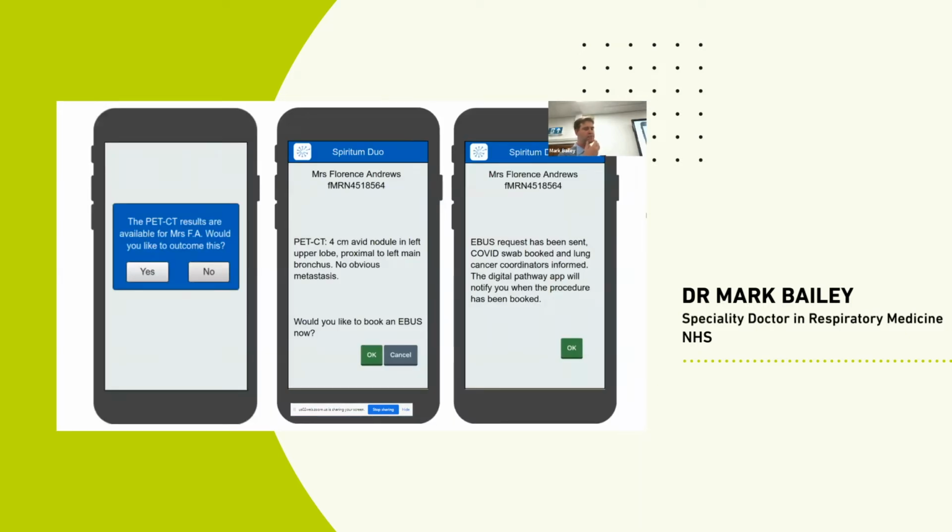And why not have Spiritum do an accessible on your phone? So on the left, let's say this is a push notification. PET CT results are available for Mrs. FA. Would you like to outcome this? Outcome means just make a decision. Middle one, would you like to book an E-bus? That's a camera test into the lungs. And then the right one says it's being booked, a swab needs to be taken, and so on.